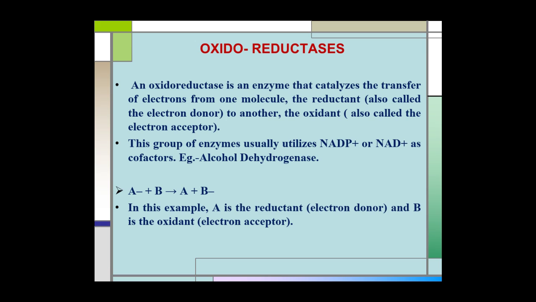This group of enzymes usually utilizes NADP plus or NAD plus as a cofactor. For example, alcohol dehydrogenase belongs to this category. In this reaction, A is the reductant, which is the electron donor, and B is the oxidant, that is the electron acceptor.